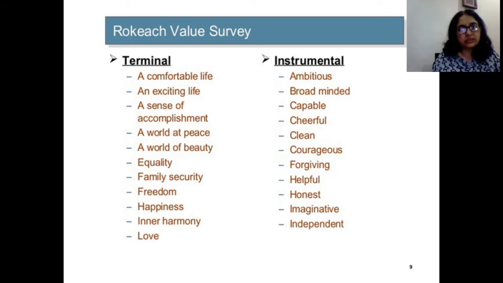Then again, Rokeach has differentiated between personal and social terminal values, and logic and competence instrumental values. So you have social values like wanting peace for everyone, equality for everyone, freedom for everyone, and personal would be family security, inner harmony, and so on. Then the instrumental values could be being more broad-minded, valuing ambition, valuing independence, and the moral values could be more giving, helpful, honest, and so on.